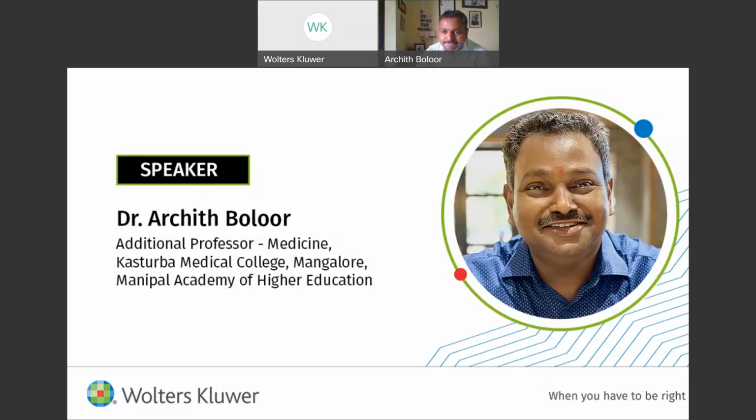Okay, the last one is, can P-selectin be elevated in a patient with hemorrhagic stroke? I couldn't get that. Can P-selectin be associated with increased stroke? I'm not aware of it. Actually, I'm not aware of this.